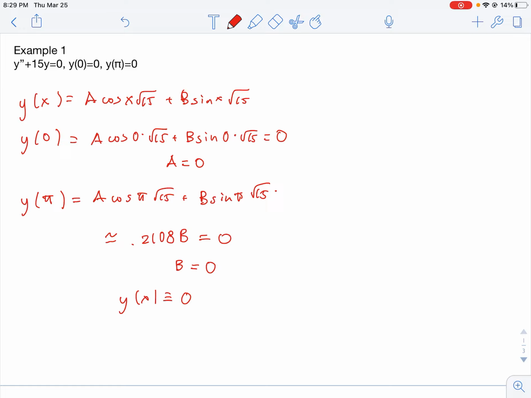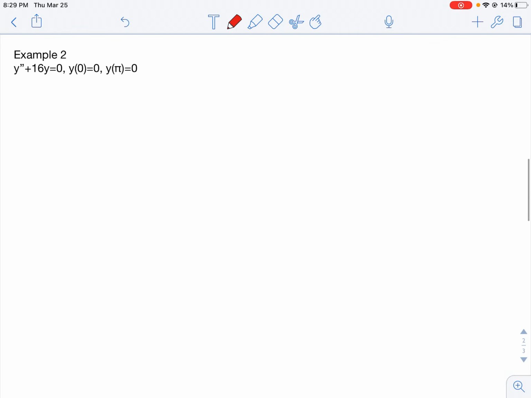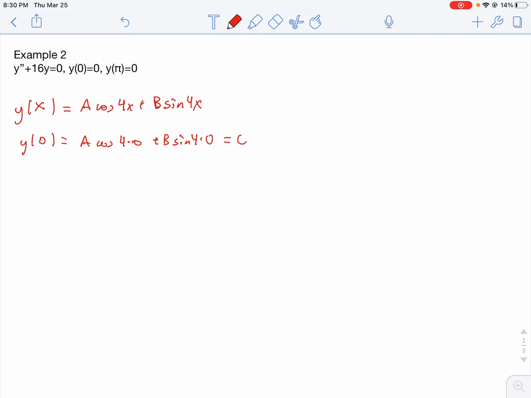So we're going to move on to example 2 from here, where we will go over another issue. Again, we're just going to go through the same steps. y of x is equal to a cosine 4x plus b sine 4x. Going with our initial conditions, y of 0 is equal to a cosine 4 times 0 plus b sine 4 times 0, all equal to 0. Again, everything's just going to simplify down nicely into a is equal to 0.